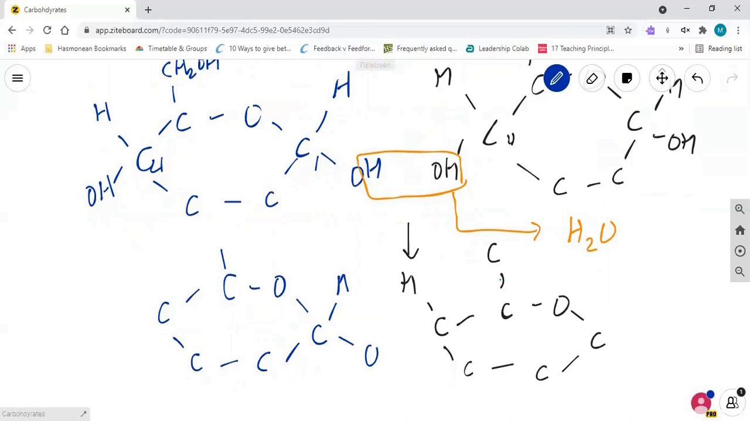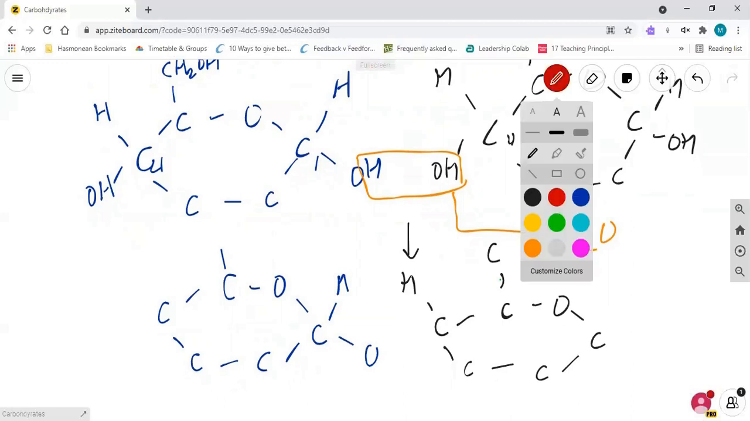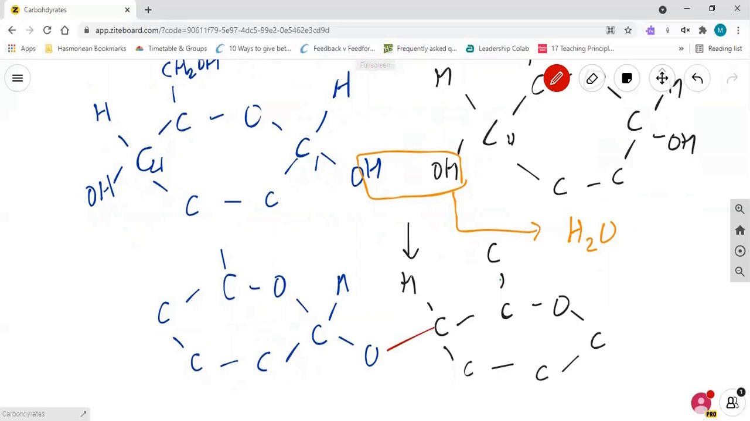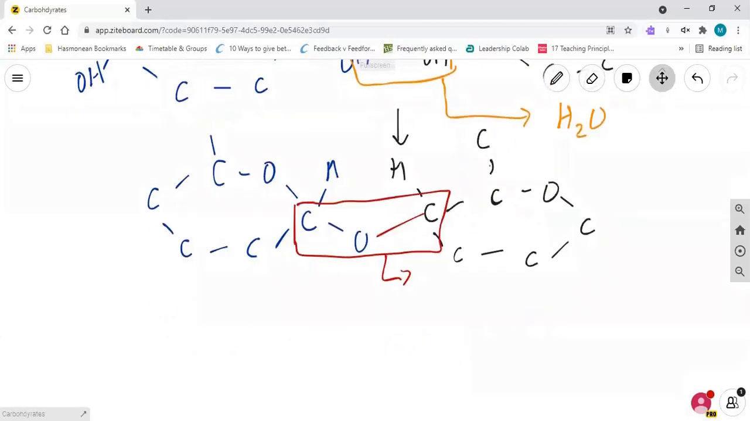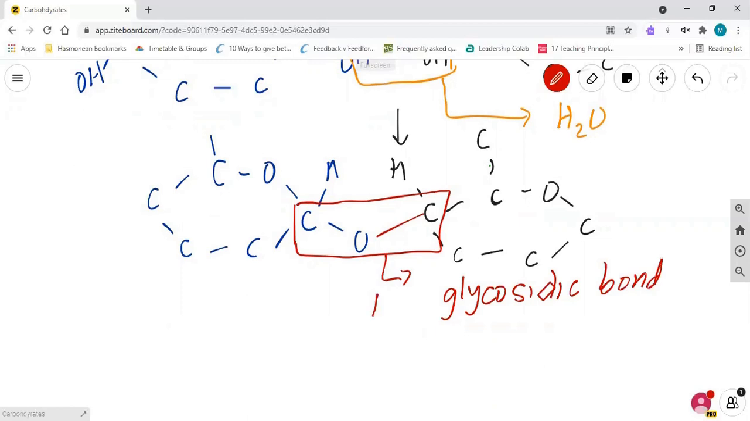You've got that. And what happens is your oxygen and carbon join together. And this bond over here, carbon-oxygen-carbon bond, that is called a glycosidic bond. I'll spell that. Glycosidic bond. And more specifically, because it's joining carbon 1 and carbon 4 together, because remember this was 1 and this was 4, it's called a 1,4 glycosidic bond.